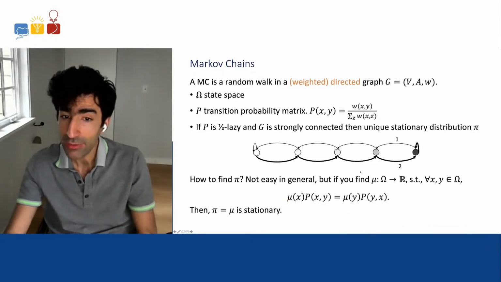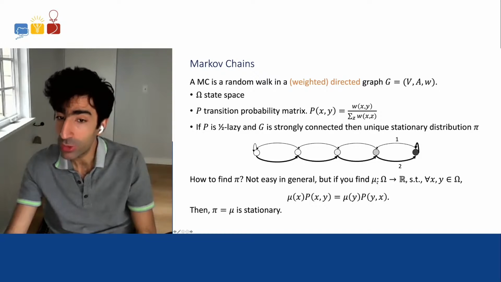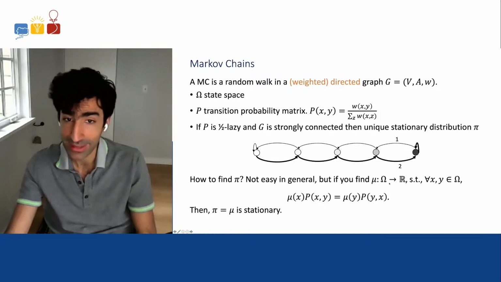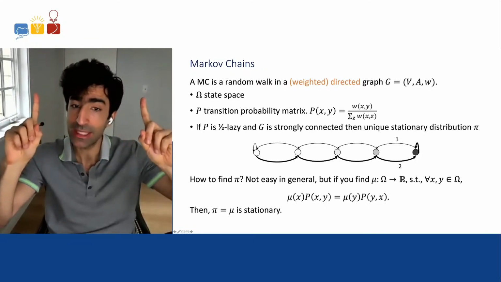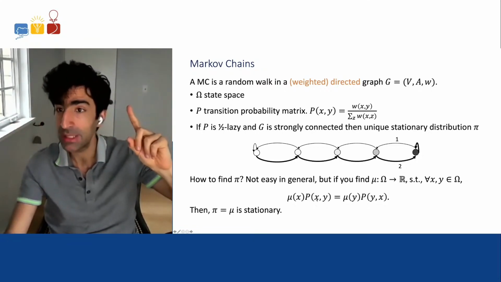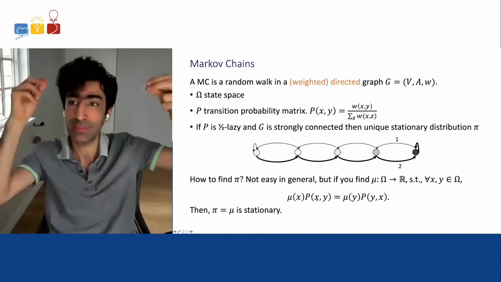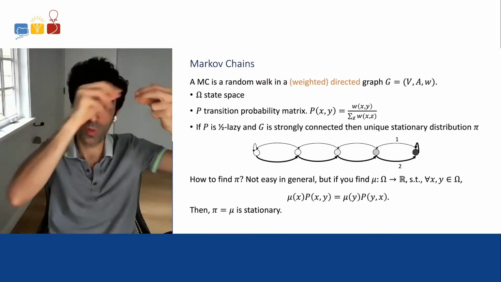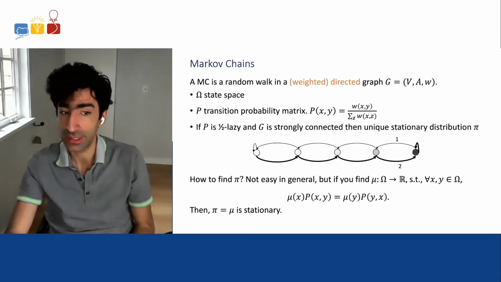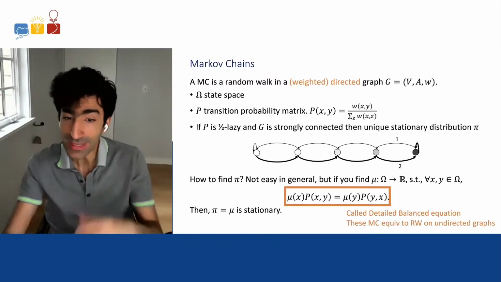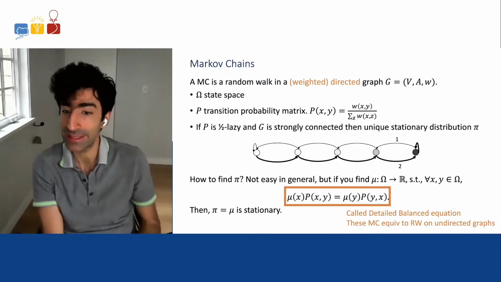So if you can find some function mu on the state space of your Markov chain, such that for every pair of states, mu of x times the probability of going from x to y is the same as mu of y times the probability of going from y to x, then you can say that mu is indeed a stationary distribution. This equation is called the detailed balance condition.